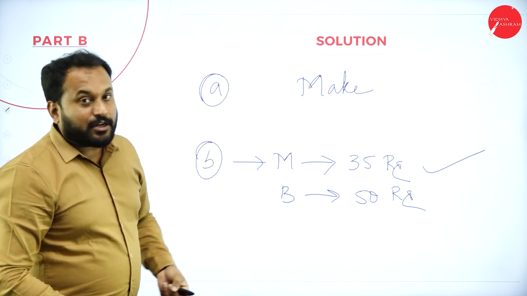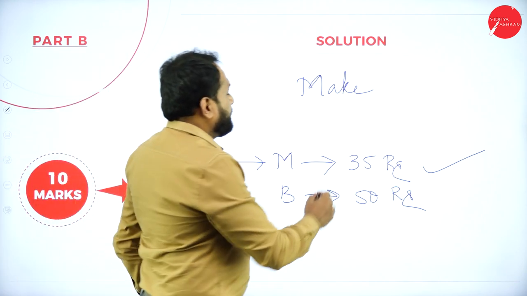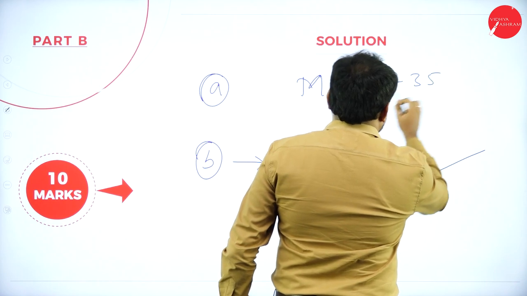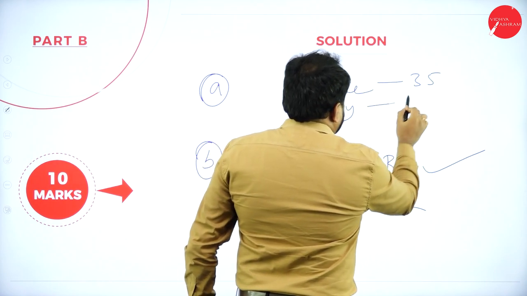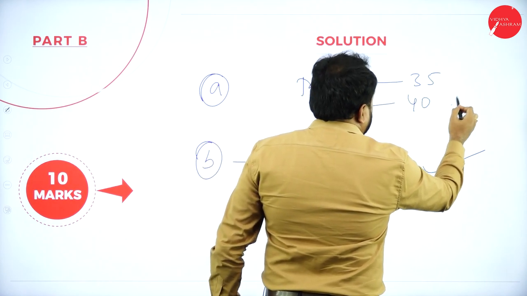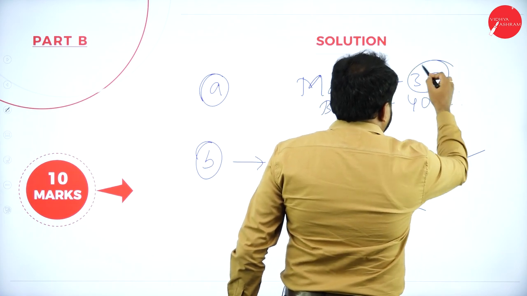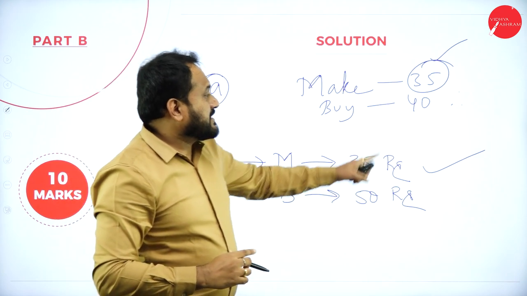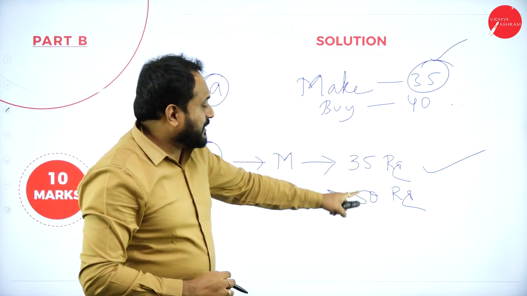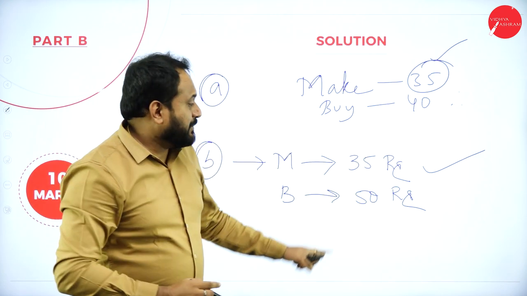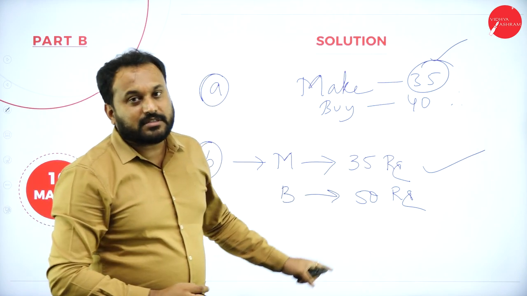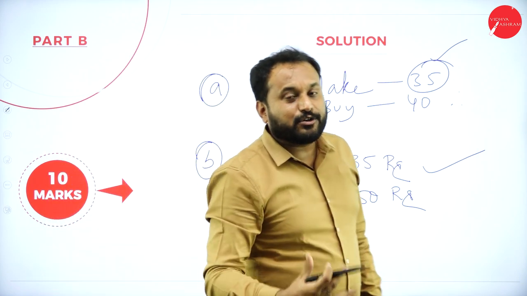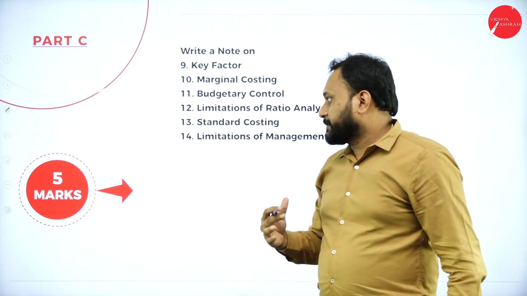You are supposed to give a conclusion. Now here, what will you do? If I make, it is 35. If I buy, it is 40. Hence, or therefore, I'll make the product because on every one unit, I'll be saving 5 rupees. But here, what you will write is, on every one unit, I'll be saving 15 rupees. This is the conclusion of the make or buy decision.